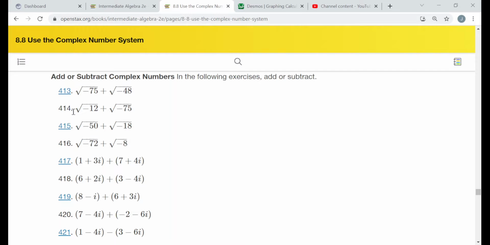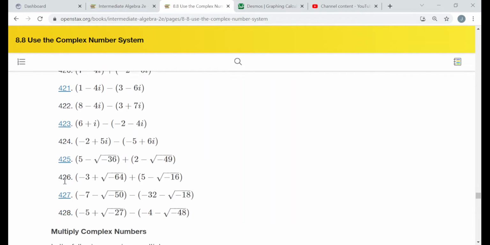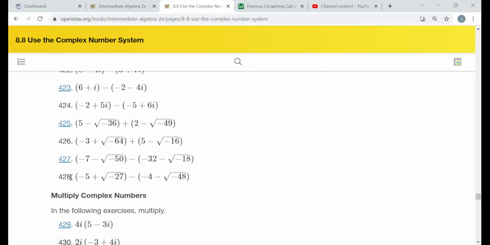In the description of this video, you will also see timestamps for each example I work on, and each example will correspond to a different question. Example 1's timestamp will take you to number 414, example 2 to number 416, example 3 to number 418, and so on all the way to number 428.